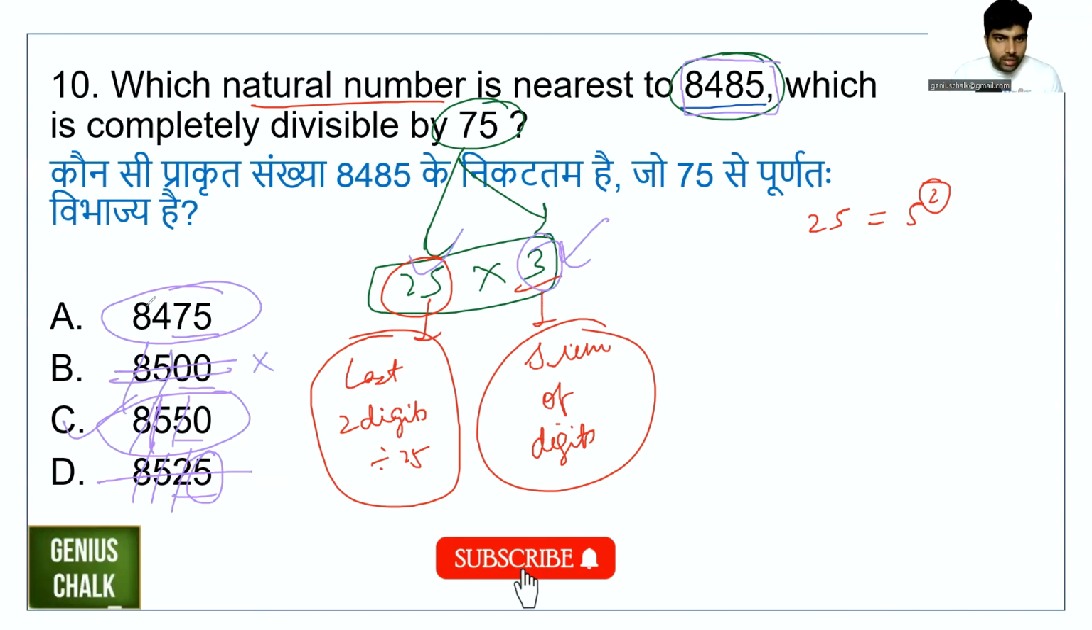Okay. Now check this. 8 plus 4 is 12. 7 and 5 is 12. So this is also cancelled. But we need to check the nearest number. So the nearest number is 8475. Right? So what is the answer? The answer of the question is 8475. So this is the way we solve these questions.